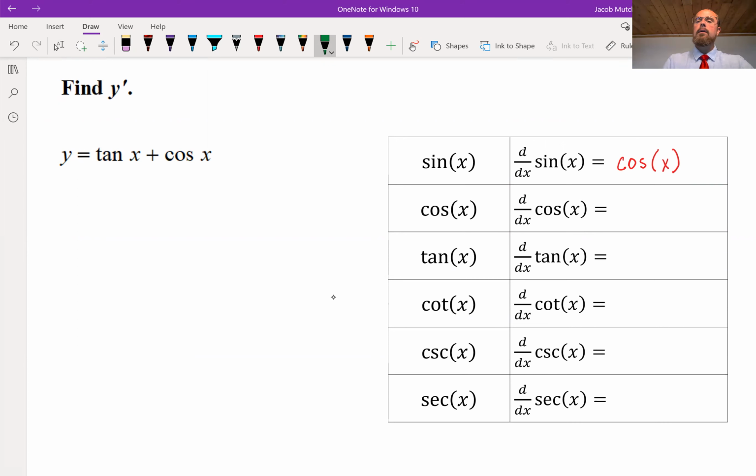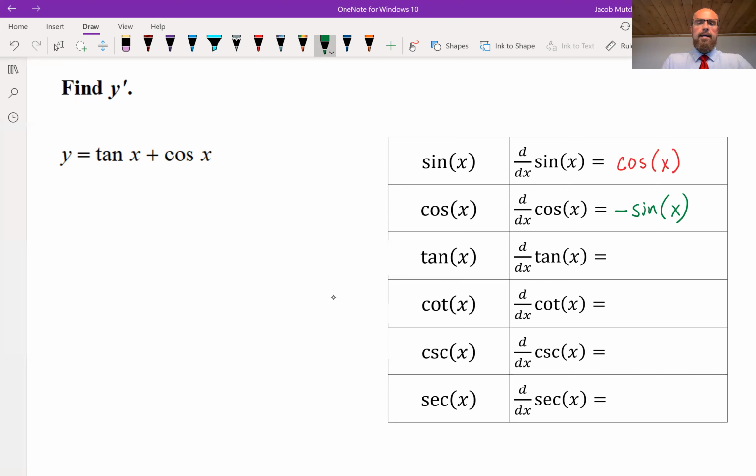So second in our table here is the function cosine x, and its derivative, d dx cosine x. Understandably, it's related to sine of x. The slopes of the tangent lines to the cosine function are equal, the main difference being that this is equal to negative sine of x.